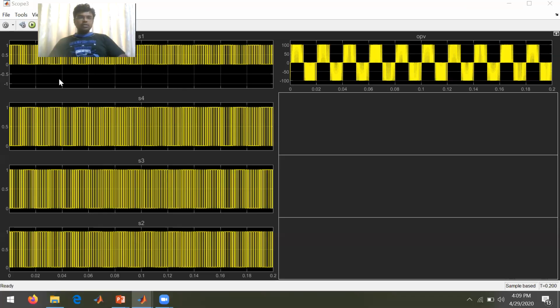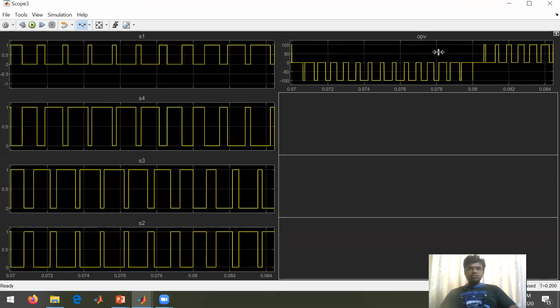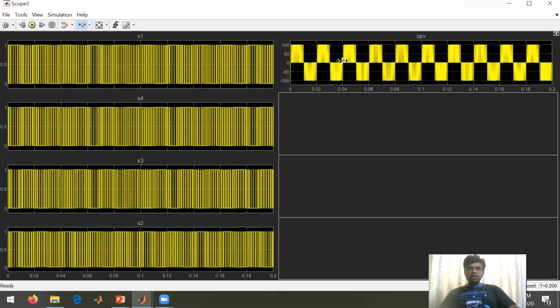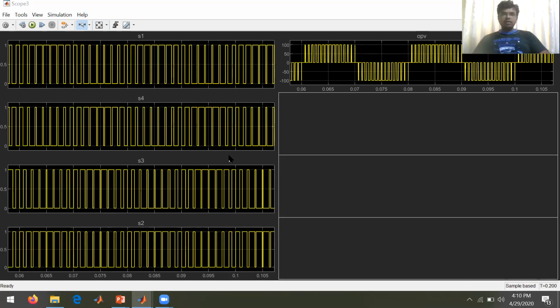So these are the switching pulses: S1, S4, S3, and S2, and this is your output pulse. Now see, up to some time it is positive, up to some time it is negative. Therefore, the output switching frequency is higher than that of your bipolar scheme generally. So that's why we are monitoring this one. And I want to show again.